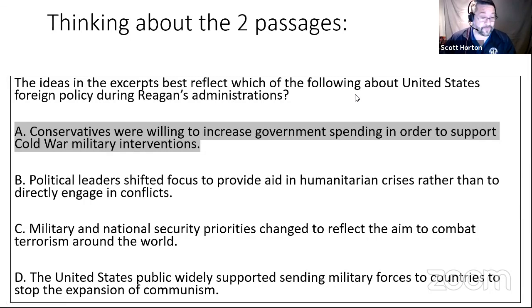If we work from the bottom up, U.S. public widely supported sending forces. That's not true in the post-Vietnam era, hence the secret funding and aid to the Contras. Military national security policies changed to reflect the aim to combat terrorism. That, of course, won't happen until after September 11th of 2001. More on that on Thursday. And political leaders shifted focus to provide aid in humanitarian crises rather than to directly engage in conflicts. And that's something that will happen in the 1990s, not in this time period.